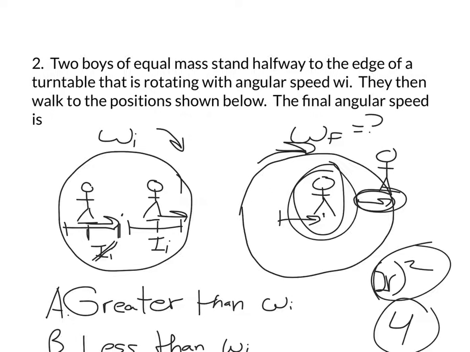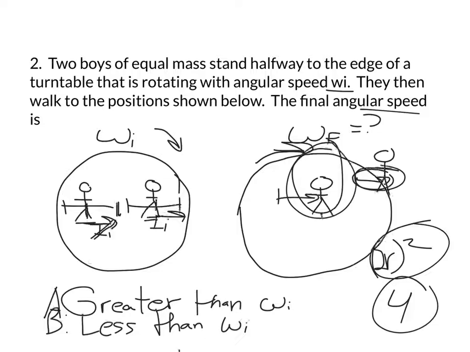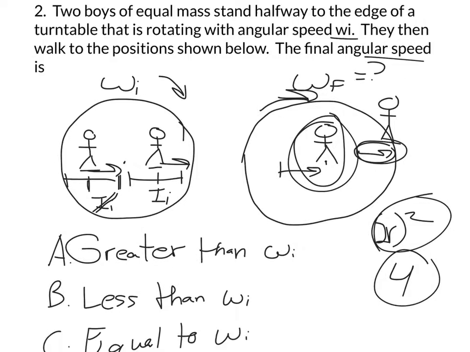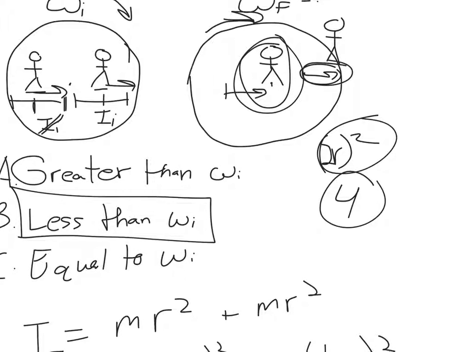So if it was rotating with initial speed omega, what is the final angular speed? Well, we have a bigger moment of inertia, so we have to have a smaller angular speed. So it should be less than omega initial. That's a tricky one to do, especially if you were trying to do it fast.